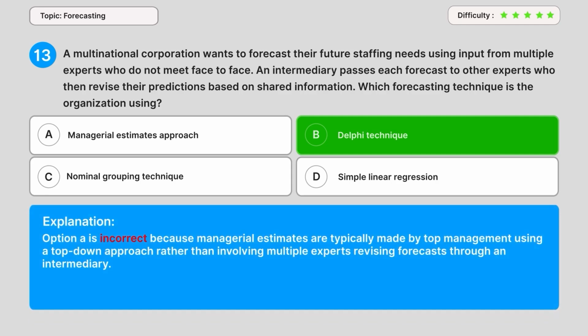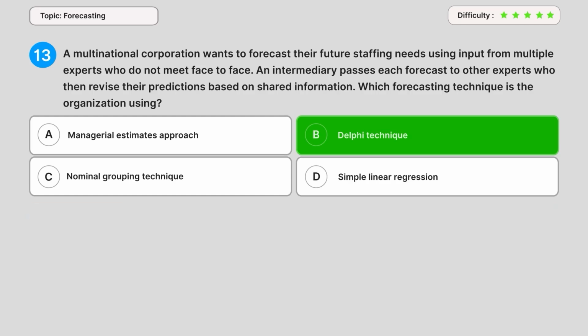Option A is incorrect because managerial estimates are typically made by top management, using a top-down approach, rather than involving multiple experts revising forecasts through an intermediary.